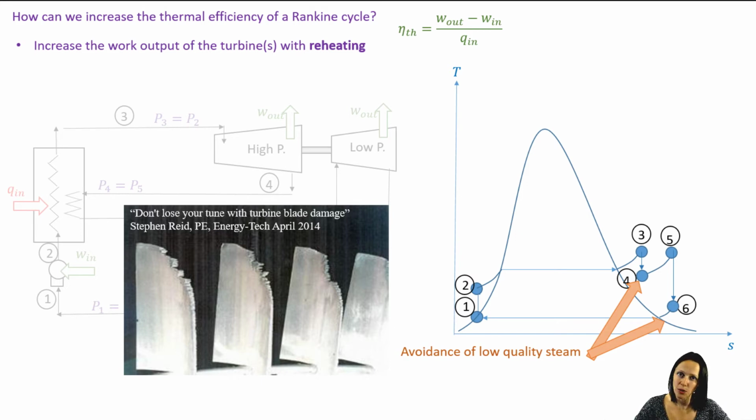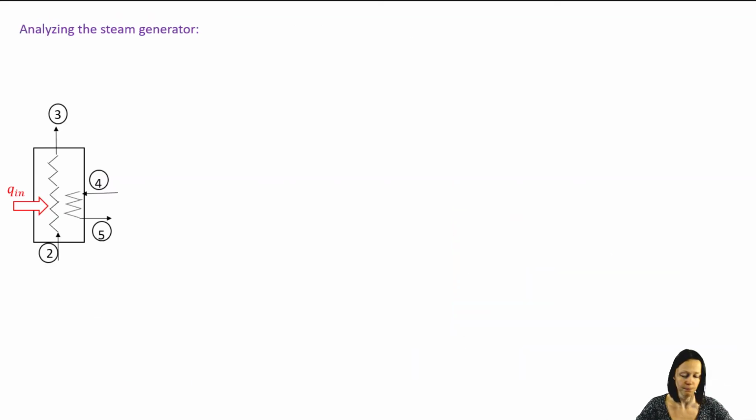Your book says a good rule of thumb is keeping it above 90%. A better rule of thumb is looking at the manufacturer. What do they suggest for their particular turbine blades? Because it'll depend on the type of turbine and the application that it's designed for.